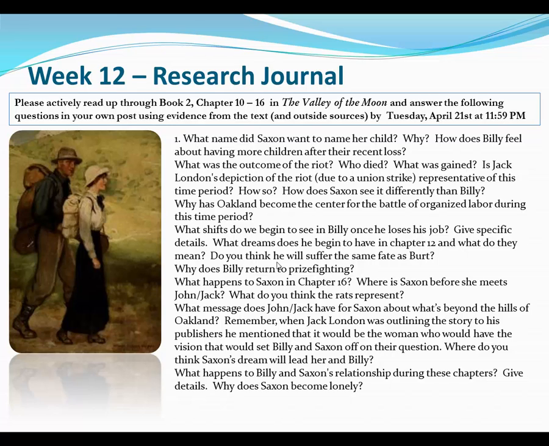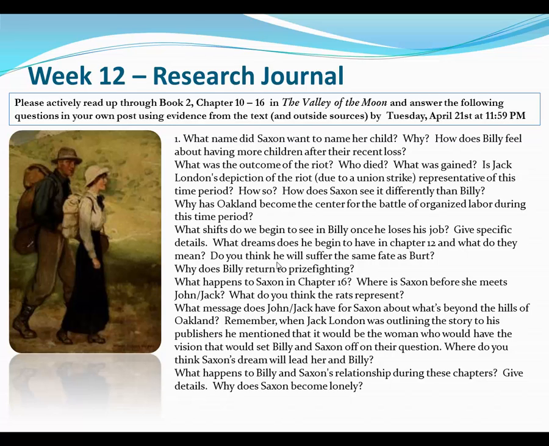Why has Oakland become the center for the battle of organized labor during this time period? What shifts do we begin to see in Billy once he loses his job? Give specific details. What dreams does he begin to have in Chapter 12, and what do they mean? Do you think he will suffer the same fate as Bert? Why does Billy return to prize fighting? What happens to Saxon in Chapter 16? This is an important moment in the book. Where is Saxon before she meets John/Jack? What do you think the rats represent?